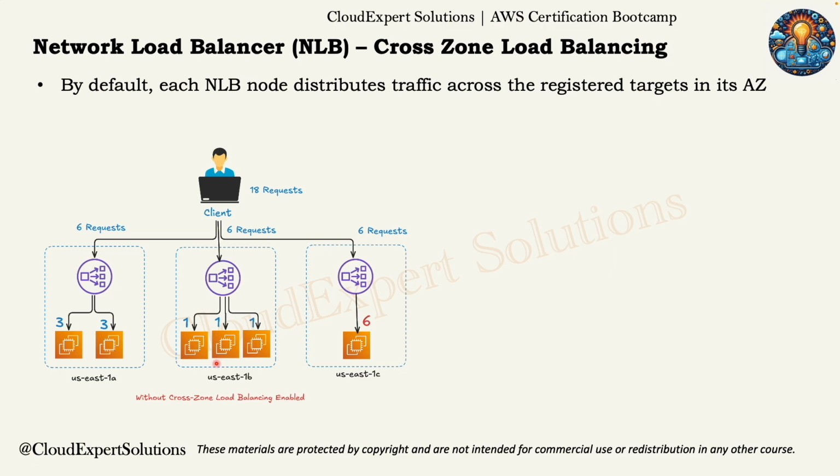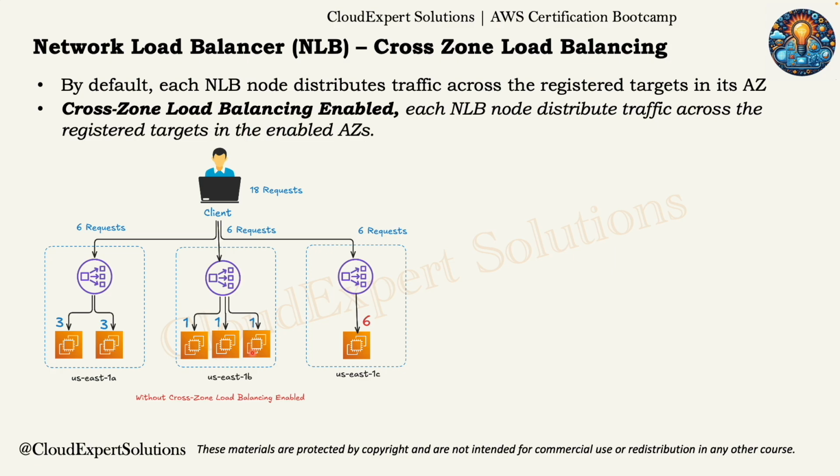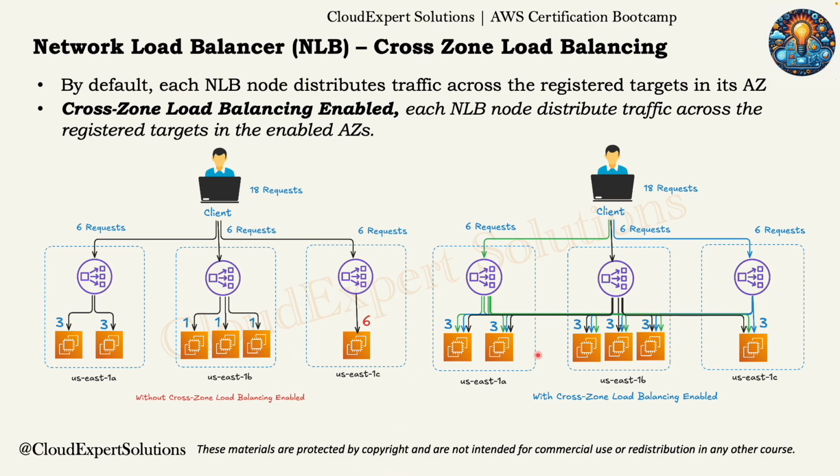Now, if you turn on cross-zone load balancing, each network load balancer node distributes traffic across the registered targets in all enabled availability zones. Let's understand with an example. In this diagram, we have enabled cross-zone load balancing, and you can see every network load balancer instance is distributing traffic to all the targets across availability zones, and that is why all the backend targets will receive 3 requests per second. You can also turn on cross-zone load balancing at the target group level.